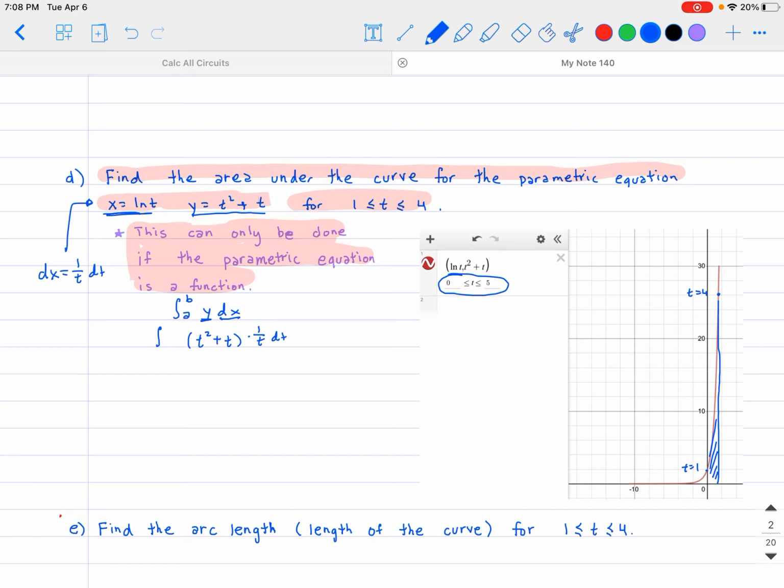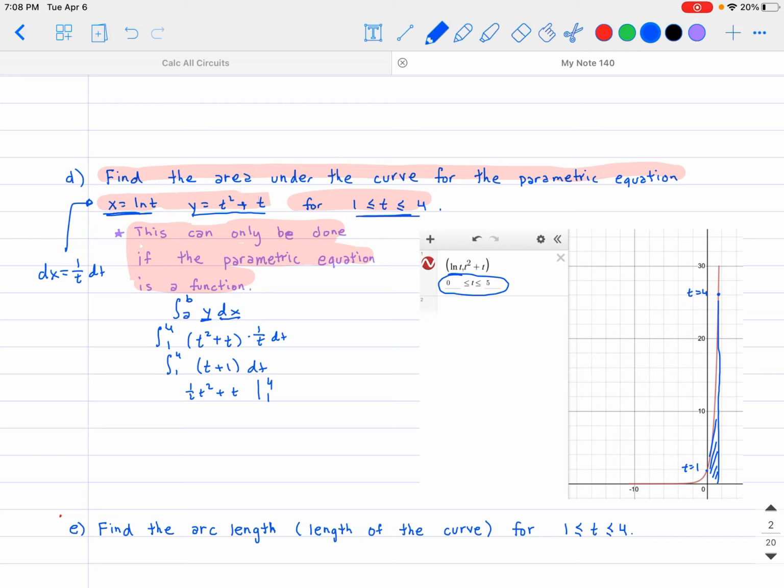Since everything is in terms of t, my boundary is from 1 to 4. Cleaning this up, the integral from 1 to 4, and then we divide through, so we get t plus 1 dt, which seems like an easy enough integral to solve. So 1/2 t squared plus t, with boundary from 1 to 4: the upper bound minus the lower bound after we take the antiderivative.